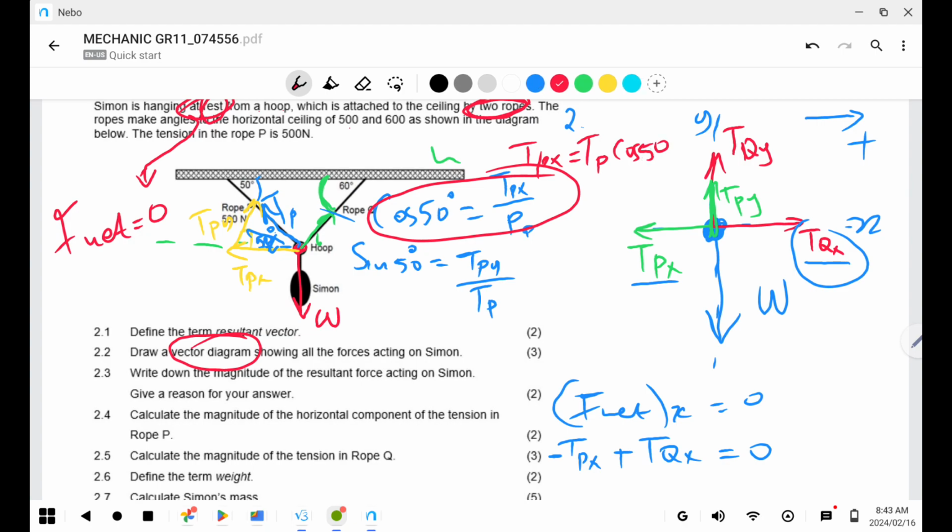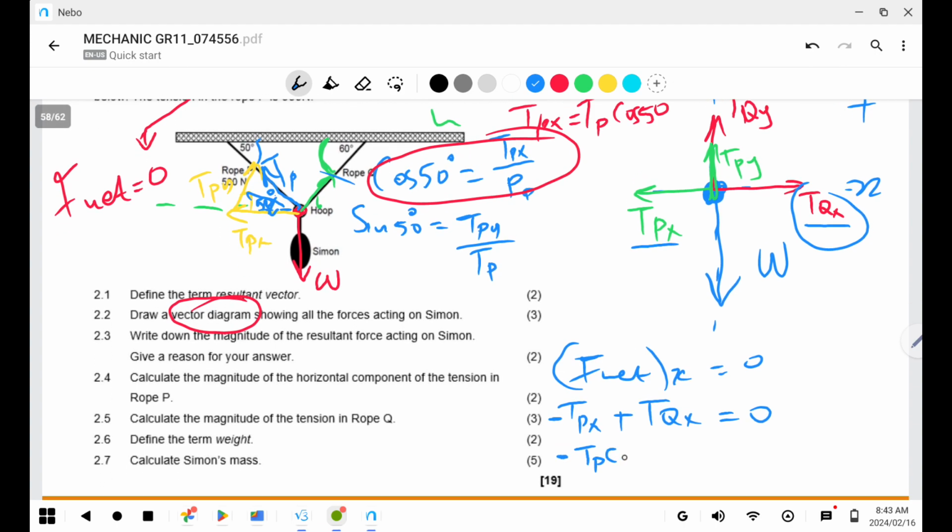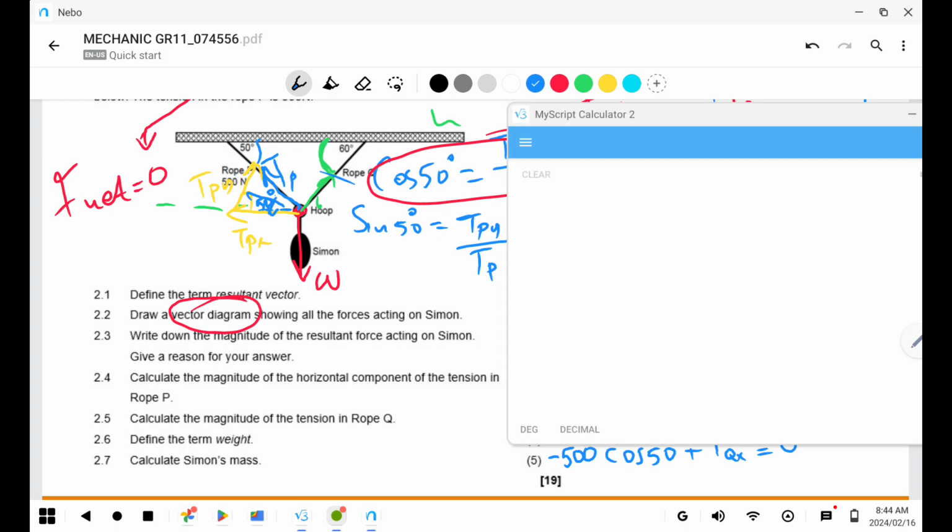So there we have it. We can bring it here. So we have negative for direction. We have TP cosine of 50 plus the x component of the tension in Q. But how much is TP? The tension in P was given to us. That tension was 500. So let me punch my calculator. We have 500 cosine of 50.